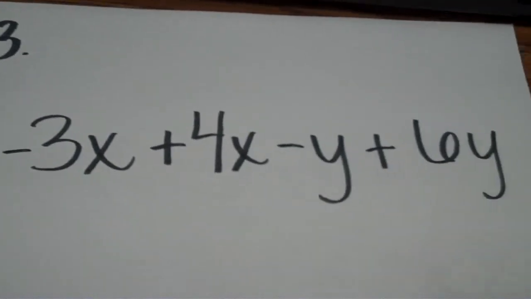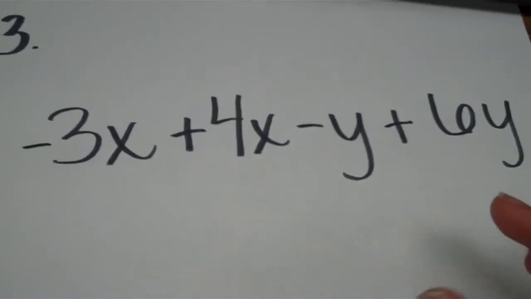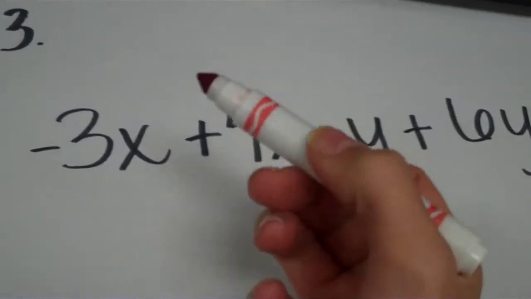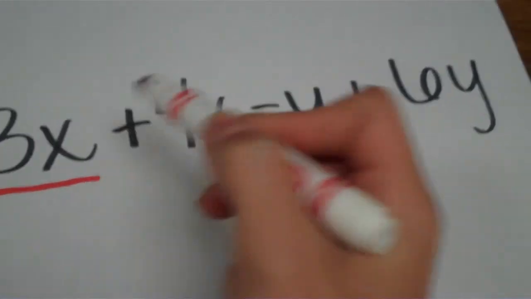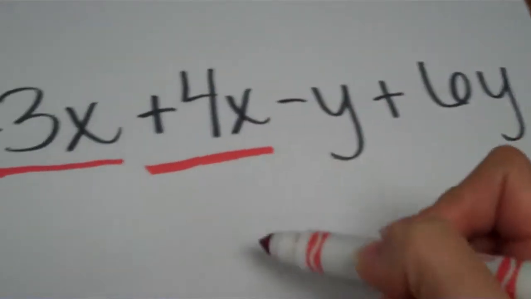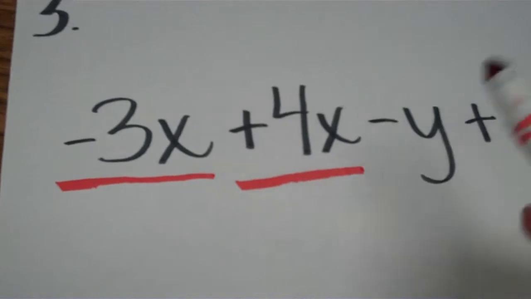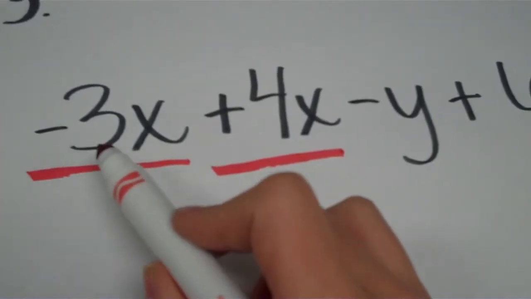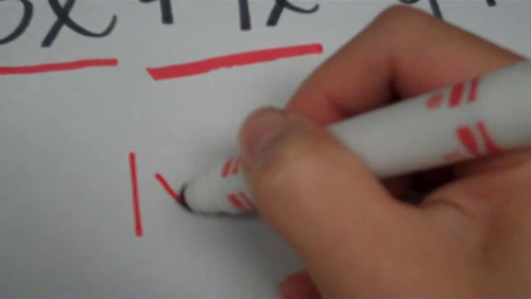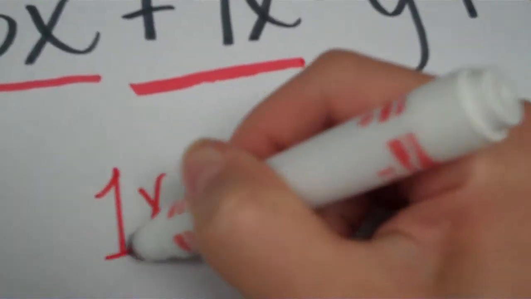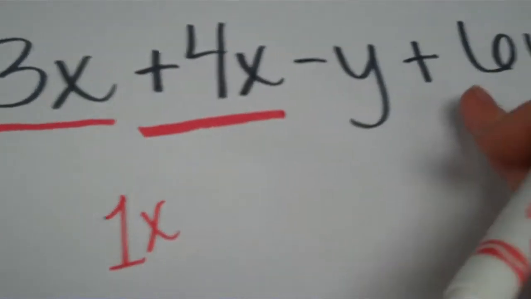Okay? Last example. Go ahead and hit pause and write it down. I see X's and Y's, so I'm going to underline my X's. Alright, make sure you underline the thing in front of it. We're going to combine them. Negative 3 plus 4. So in my calculator, negative 3 plus 4. You can kind of see it there. And I get a positive 1. So I'm going to put 1x. You do not have to write the 1 because if there is no number, the number is 1, right?